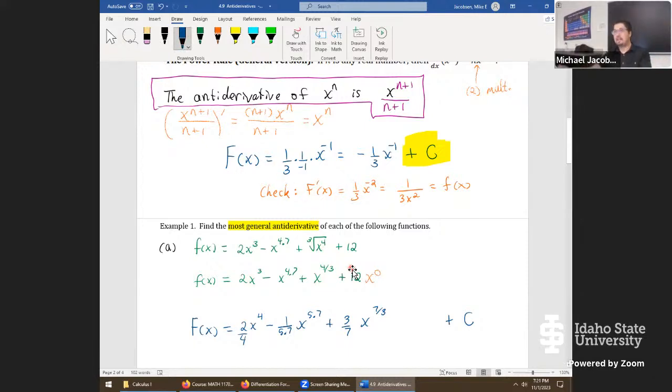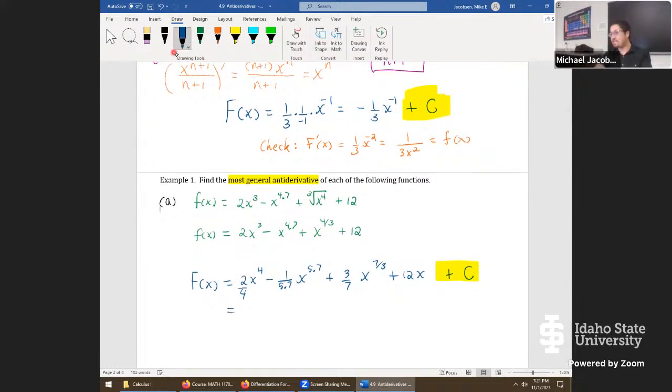So if you see a constant, the goal is you just write down the constant and the variable from the problem. So we just tack on an x to that. Then good call. Thank you for reminding me of the constant c. That's definitely something I struggle with remembering. Plus c has to go there as per the instructions. So we did it, folks. That's our antiderivative. Looking at it, that's the only thing I would want to simplify, the 2/4. Let's take the time and write that out nicely. 1/2 x power 4 minus 1 over 5.7 x to the power 5.7 plus 3/7 x to the power 7/3 plus 12x plus a constant.